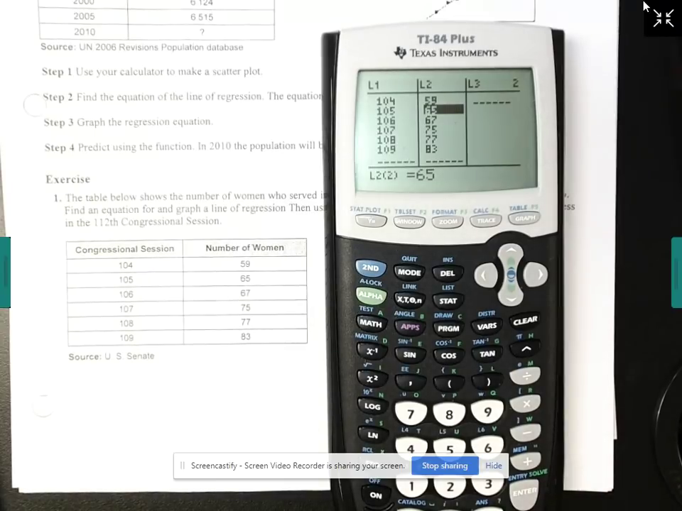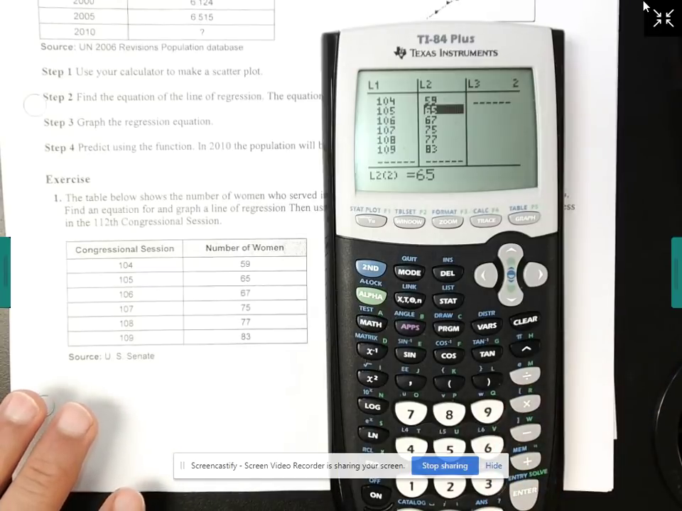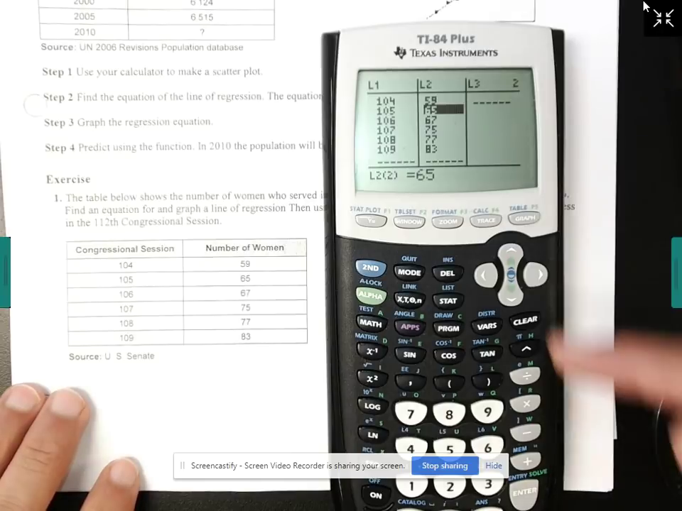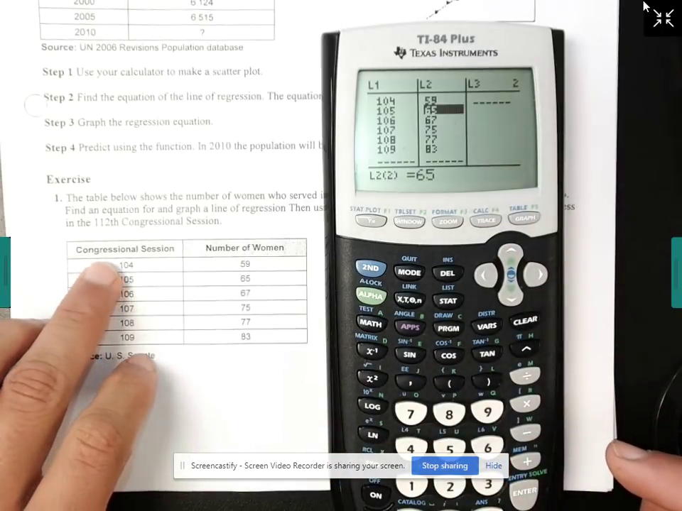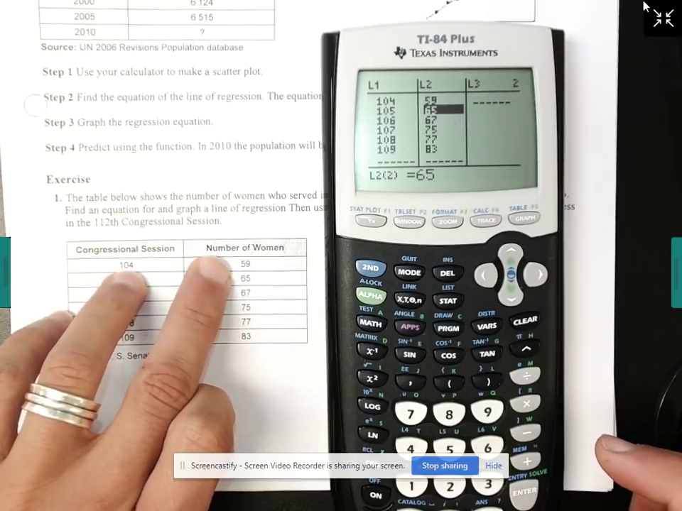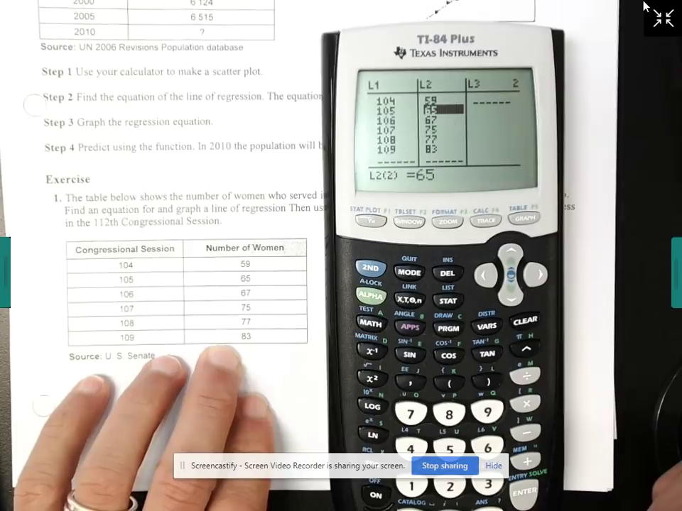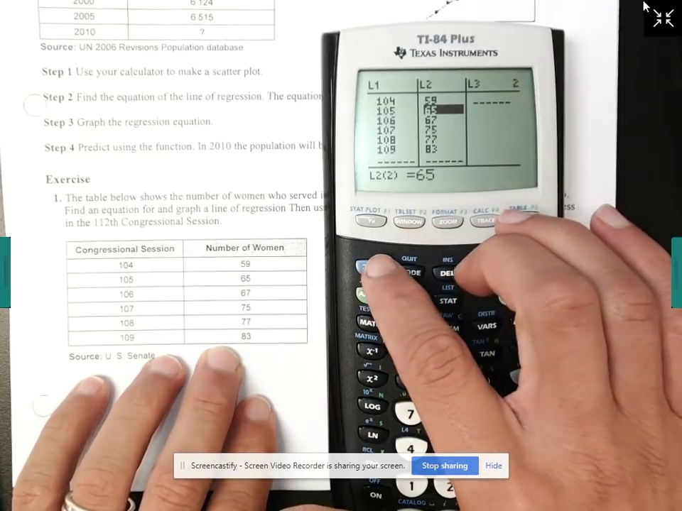So once you have those numbers right there, then the next thing you've got to do, since it wants us to graph it, okay? Notice these numbers, right? The lowest one is 104, the highest one is 109 for x. And for y, the lowest one is 59, and my highest one is 83. So I'm going to pick a window.